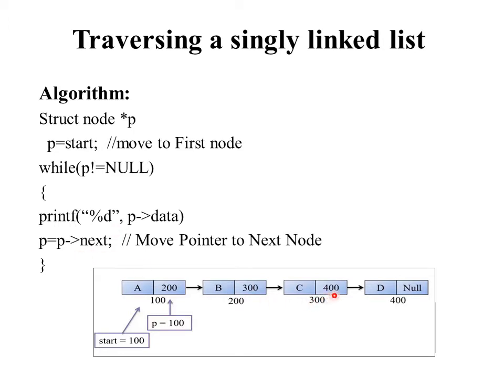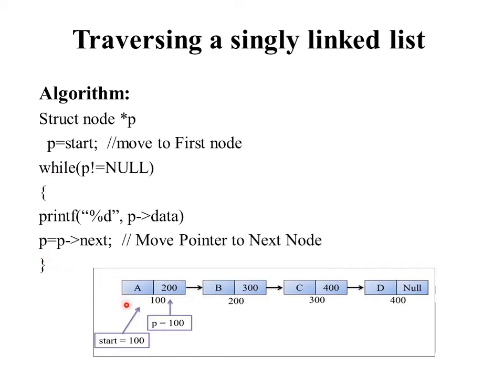Again we move to the next node. The next node is 400. So here we check 400 is not equal to null. This condition is also true and we print data D. Again move P is equal to P points to next, but P points to next is null. So here we end this while loop, because null is not equal to null. This condition is false. So here our algorithm is closed.